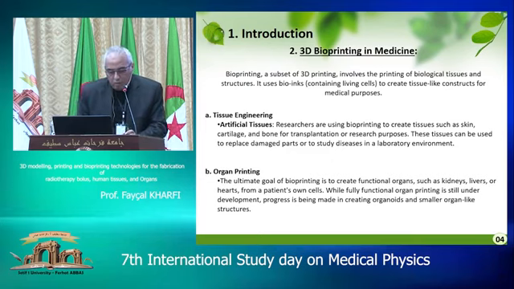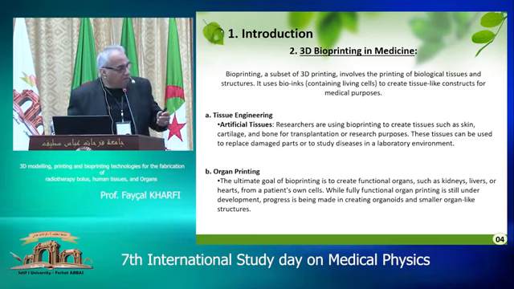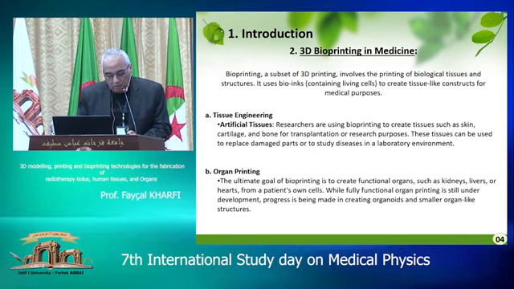I give you here some applications. Some of these applications are still in progress, and others are well established. The first application concerns tissue engineering. Here we can fabricate artificial tissues. Researchers are using bioprinting to create tissues such as skin, cartilage, and bone for transplantation, which is a very interesting application, and also for research purposes. These tissues can be used to replace damaged parts or to study disease in a laboratory environment.